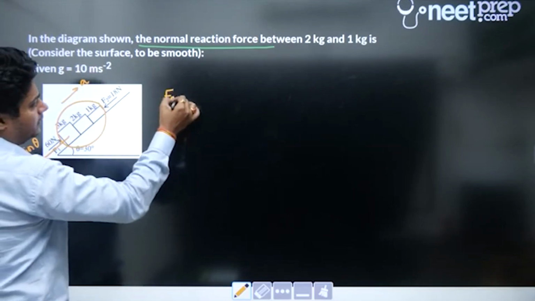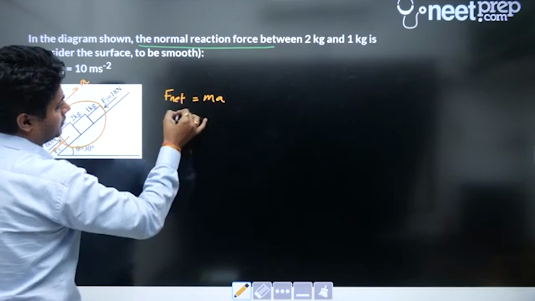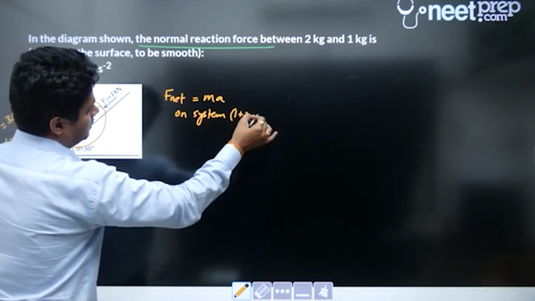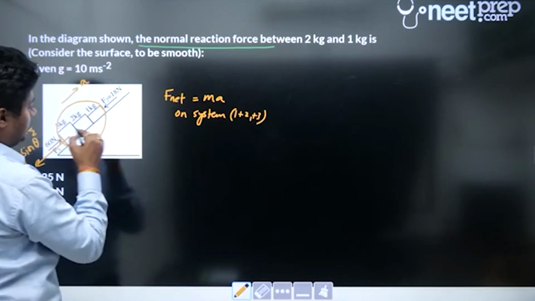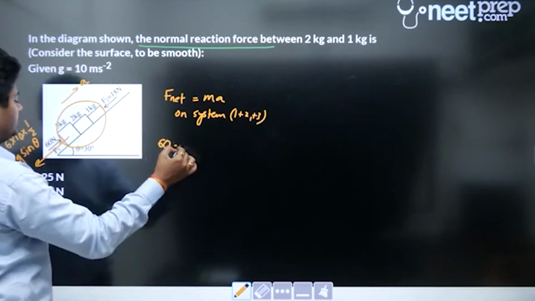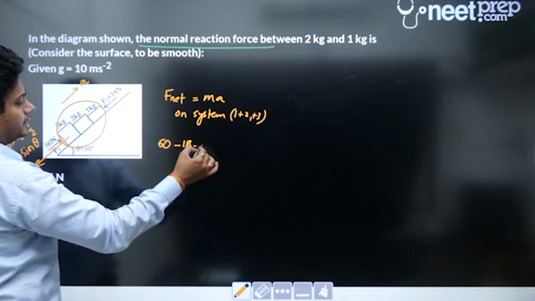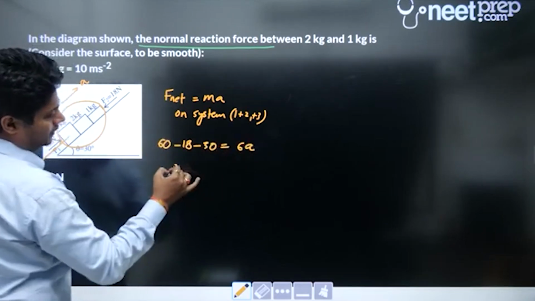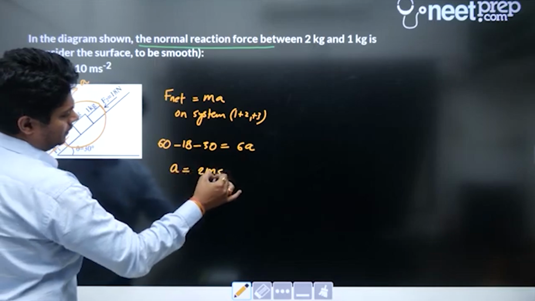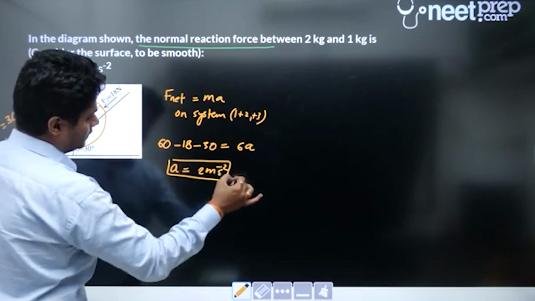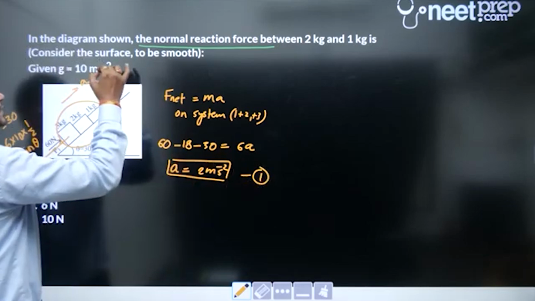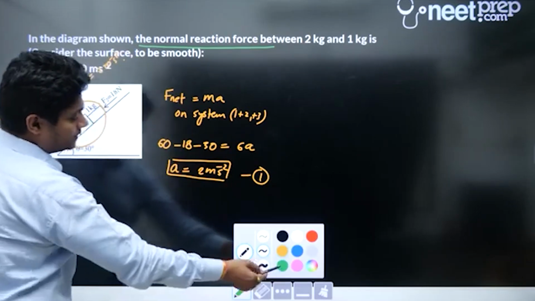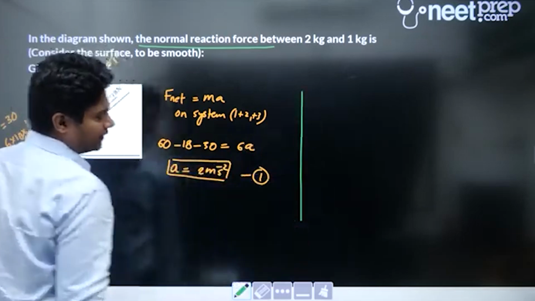If I apply F net equal to m into a on the system, the net force will be in the upward direction, that is 60 minus 18 minus 30 will be equal to 6 into a. So a from here will be 2 meter per second square. This is how we get the acceleration. The value of acceleration is 2 meters per second square. But they are not asking for the acceleration. But acceleration is an intermediary which you have to calculate.